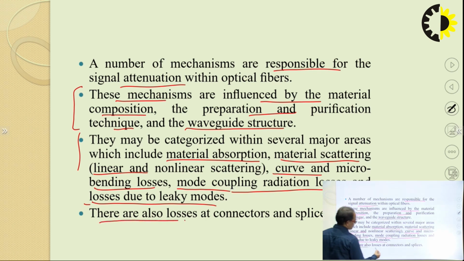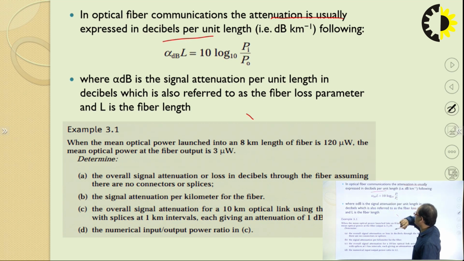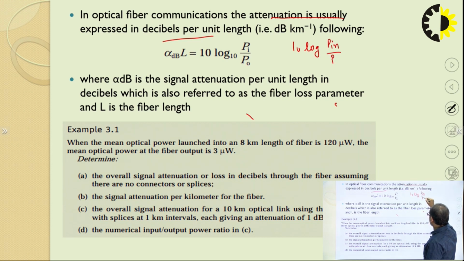There are also some losses at the connectors and the splices. These are external losses, which also decrease the value of the output signal with respect to the input signal. In optical fiber cable, the attenuation per unit length is usually expressed in decibels per unit length, which is equal to 10 log of P input divided by P output.